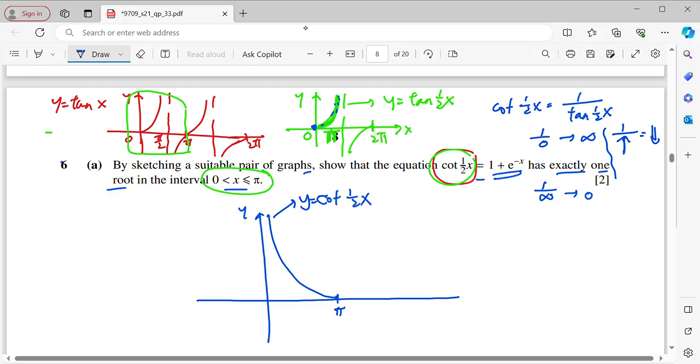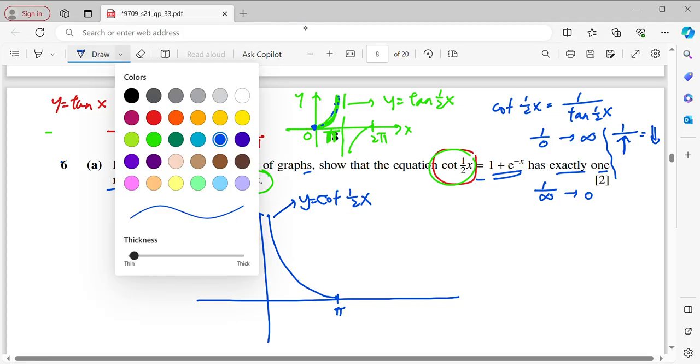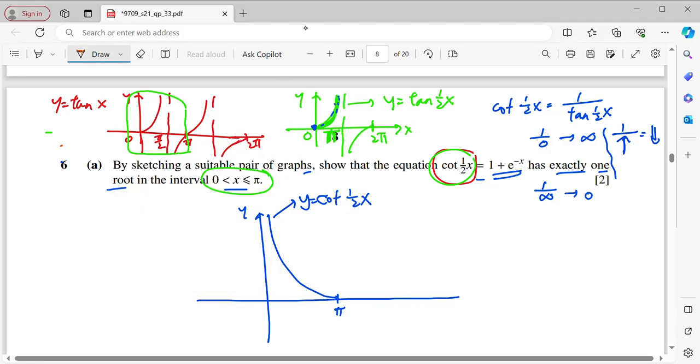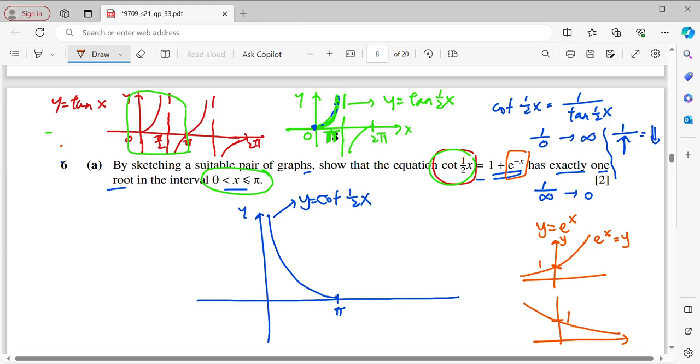Okay, now the next one is 1 plus e negative x. So for e^x, right, when it is e^x, this is the graph. Here is 1. But then when it is e negative x, so e negative x means 1 over e^x, means that the increasing one becomes decreasing. So I will be getting this graph. Right, so this is my y equals e power negative x.